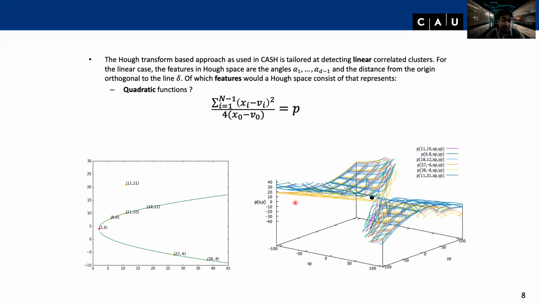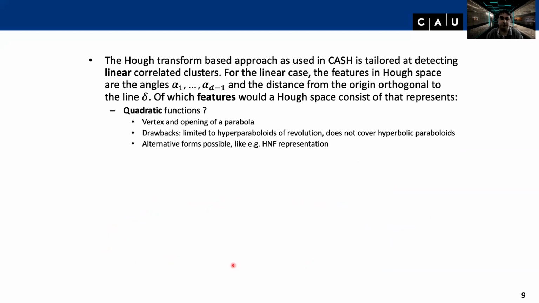paraboloid correlations, or axis parallel to be more specific. We haven't in this paper investigated arbitrarily oriented parabolas. This is one way that you can detect a non-linear correlated cluster. So these objects are not correlated linearly, but quadratically. A quadratic function is characterized through the vertex and the opening of a parabola.